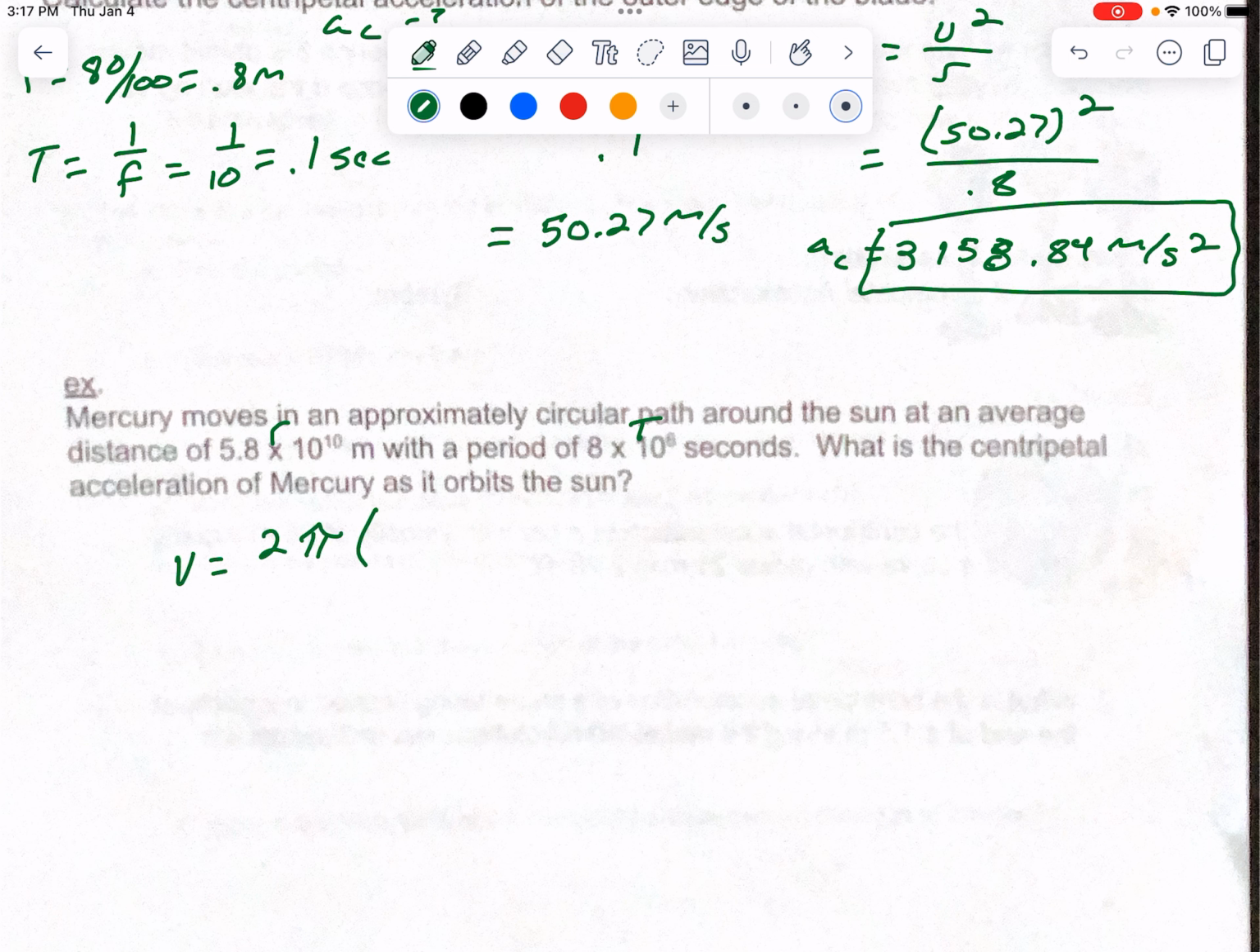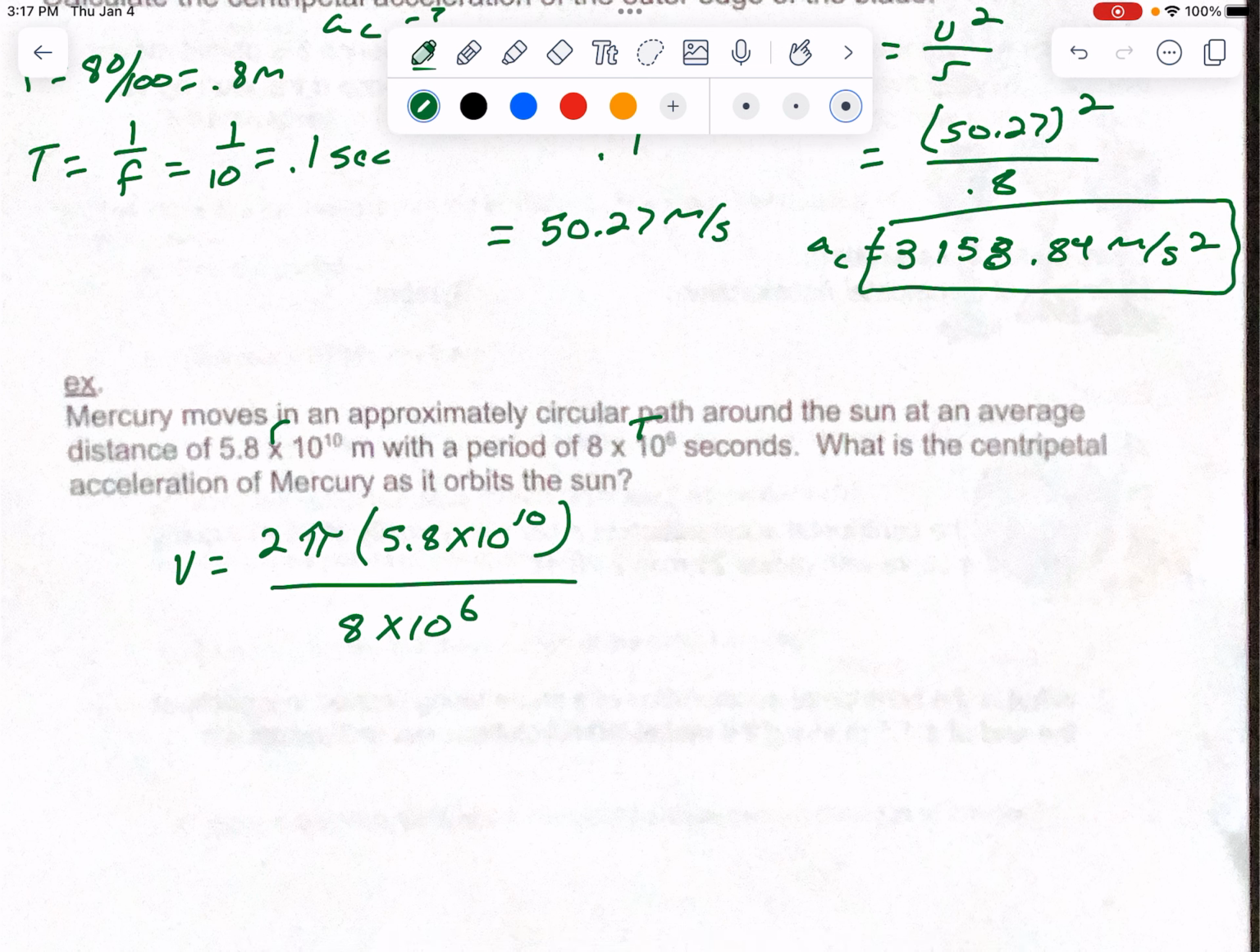So 2 pi times my radius, 5.8 times 10 to the 10, all over my time, 8 times 10 to the 6th. Just make sure you're using your calculator correctly on this one. This is where we see a lot of calculator mistakes. You should get 45,553.09 meters per second. Again, we're talking about Mercury going around the sun. It's covering a lot of ground, so it's moving very quickly, so that's why you see a big number like that. So don't get scared about the big numbers.